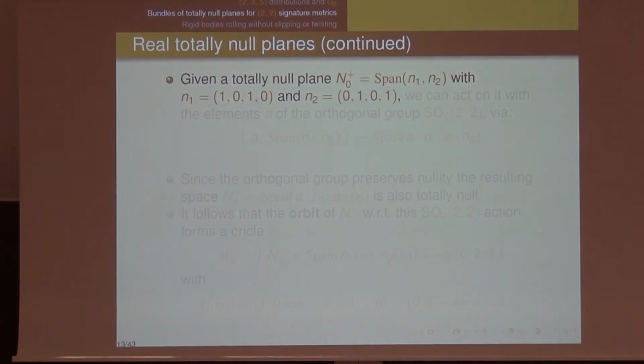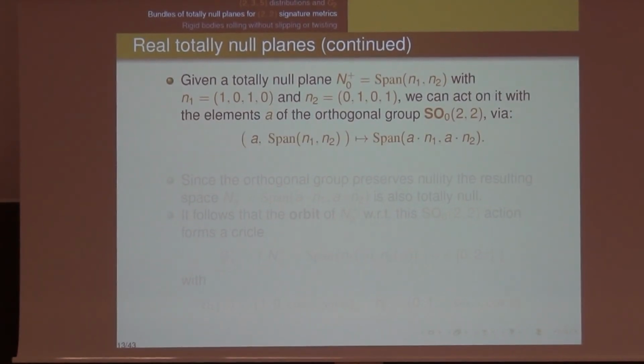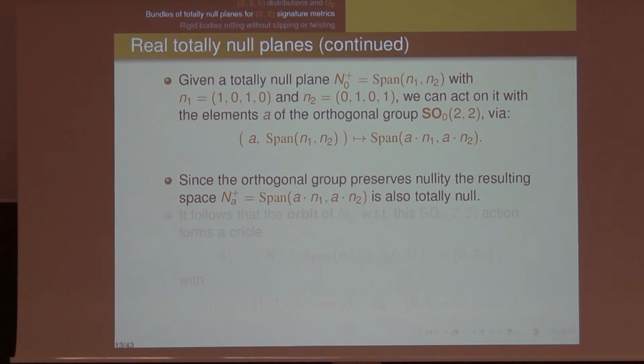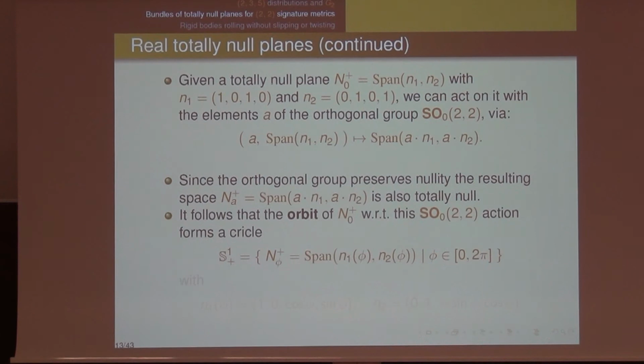So, for example, if I have a given totally null plane, as I just defined on the previous slide, spanned by vectors n1 and n2, now I can take the structure group of this geometry, which is just SO(2,2), and actually I will take the identity component of this SO(2,2), and I will be acting on this plane by the SO(2,2) group. Since SO(2,2) preserves nullity, taking an element of SO(2,2), I will get another totally null plane. And actually I will have an entire orbit of the action of SO(2,2) on this plane. And it turns out that this orbit is actually a circle. There is an entire circle of these totally null planes which are on the same orbit.